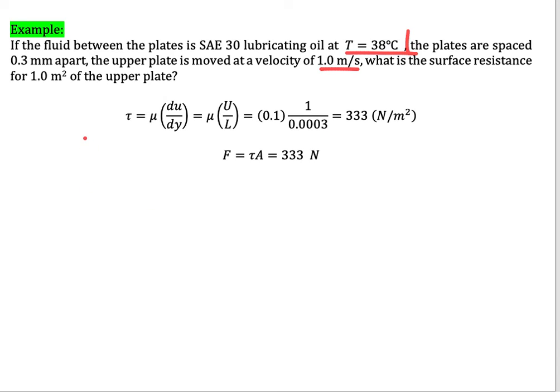So the idea is very simple. We calculate the shear stress. The simple calculation is mu du/dy is equal to mu U over L. We substitute everything, and we find that we need a force of around 333 newtons to push the upper plate to make sure it could move at a velocity of 1 meter per second constantly.